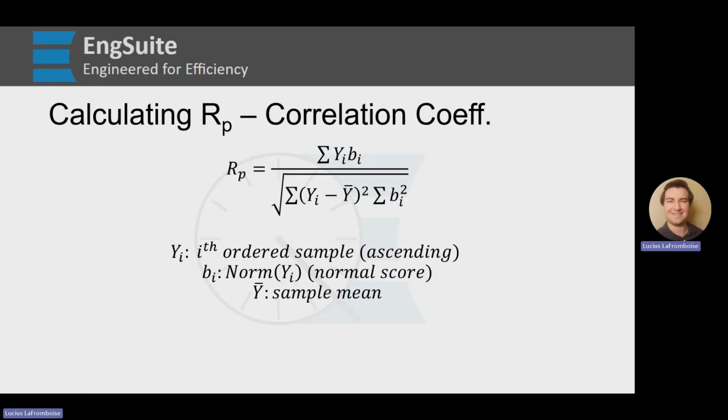To calculate the correlation coefficient, the formula is the sum of yi times bi over the square root of the sum of yi minus y bar squared times the sum of bi squared, where yi is the ith order sample ascending and bi is the normal score of yi. Y bar is just the sample mean in this scenario.